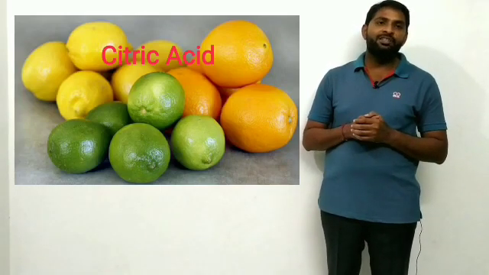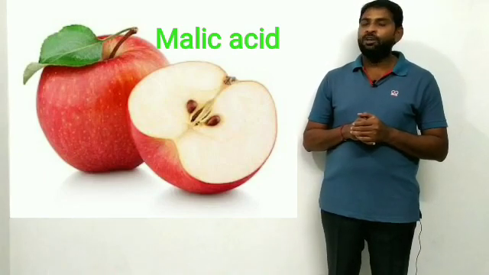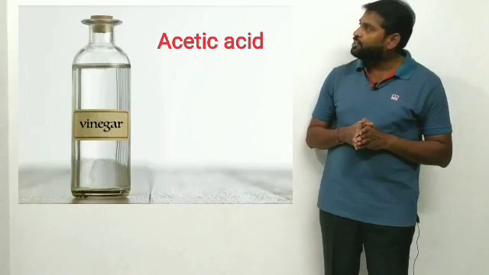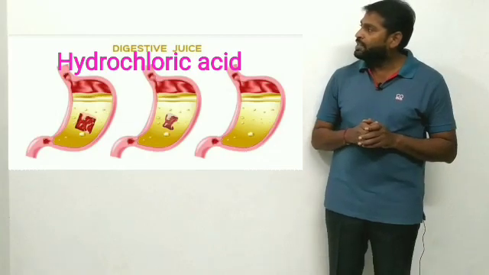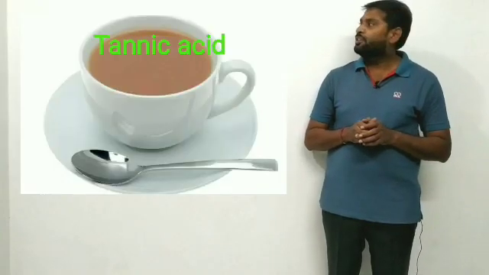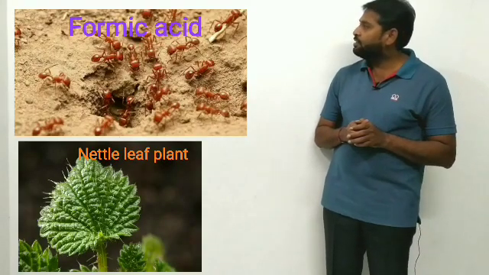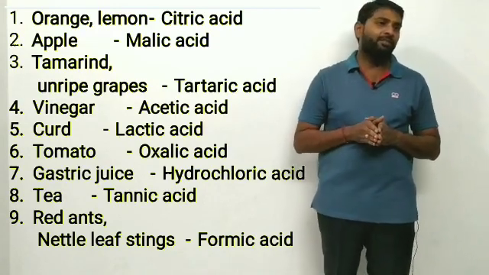Orange and lemon contain citric acid. Apple contains malic acid. Tamarind and unripened grape contain tartaric acid. Vinegar contains acetic acid. Curd contains lactic acid. Tomato contains oxalic acid. Gastric juice contains hydrochloric acid. Tea contains tannic acid. Red ants and nettle leaf stings contain formic acid. So these are the different types of acids they generally contain.